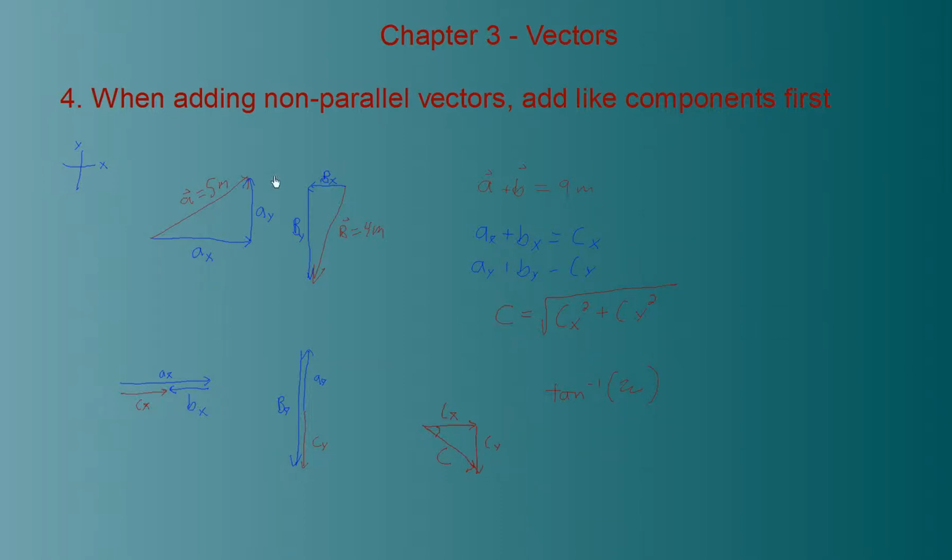So this is what you do when you add non-parallel vectors. You add the like components first. You add the x components and the y components. And if you had 25 different vectors, here we only have A and B, so that's 2 vectors. But if we have 25, you just go AX plus BX plus CX plus DX plus EX plus FX plus GX blah blah blah equals whatever X. AY plus BY plus CY plus DY yada yada equals total Y, and just go from there.